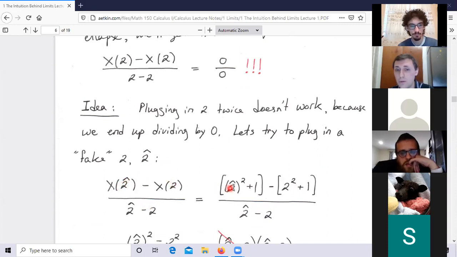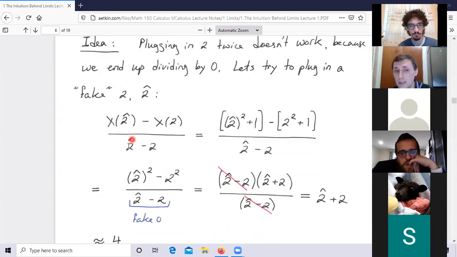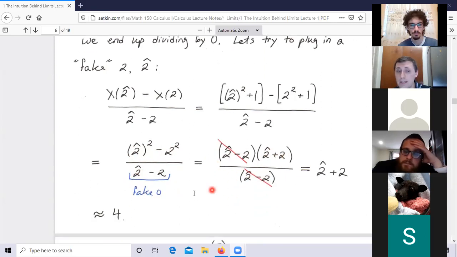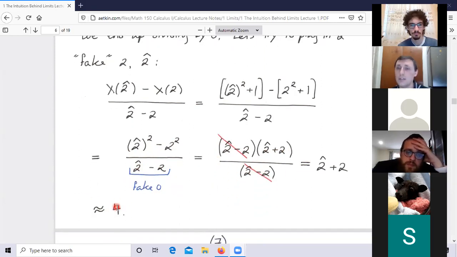X of 2 hat minus X of 2 is 2 hat squared plus 1 minus 2 squared plus 1. When I subtract it, I have 2 hat squared minus 2 squared, and the denominator is 2 hat minus 2. Now, do you remember how to factor the difference of squares? Yes? You factor the difference of squares. And you can cross it out. It disappears. Look at it. 2 hat minus 2, it's a fake 0. Not a true 0, so I can still divide by it. So I factor it out, 2 hat minus 2, cross out with 2 hat minus 2, it's 1, and I just have 2 hat plus 2. So my estimate of the actual velocity when I pass the traffic light is 4 meters per second. Yes?